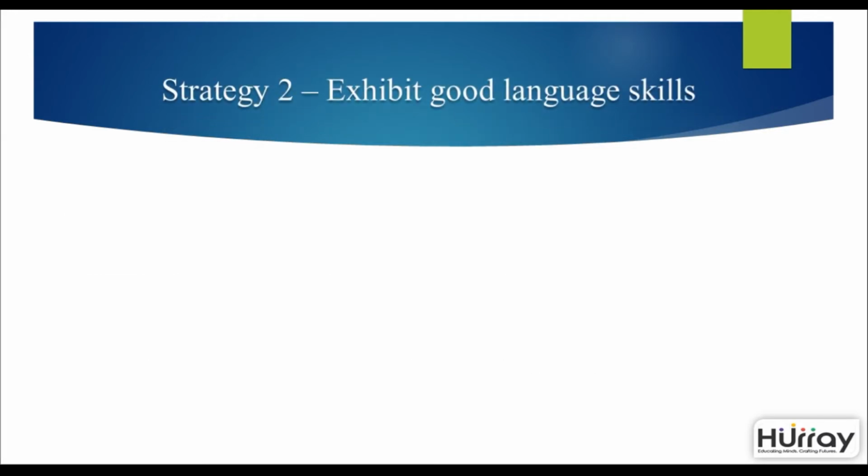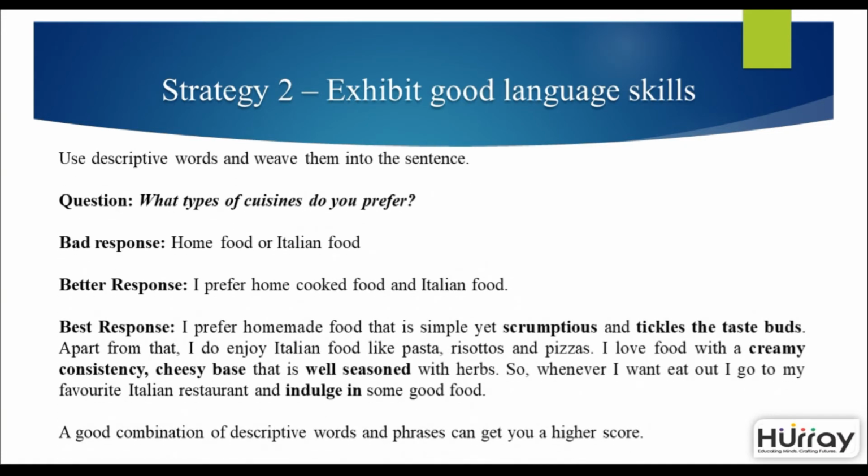Second main strategy is exhibit good language skills. Use descriptive words and weave them into the sentence. For example, if the question is, what types of cuisines do you prefer? A bad response would be home food or Italian food. If you see, this is not a complete sentence; there's no subject or verb. So a better response would be, I prefer home-cooked food and Italian food. Here you do have the subject I and a verb prefer.